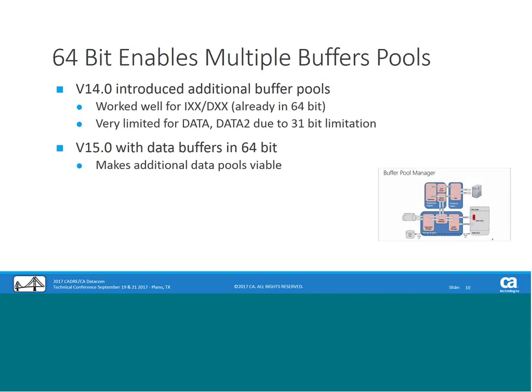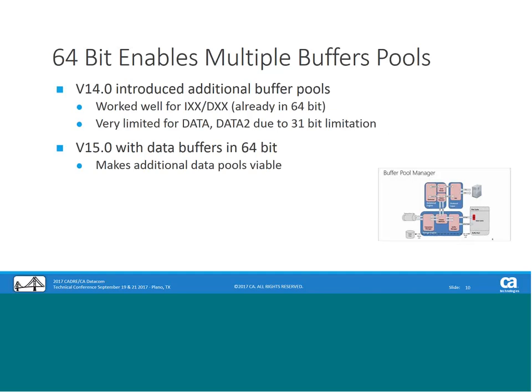What do the 64-bit buffers do for us? Well, in 14.0 we introduced the index and DXX, and we saw that they were working really well, but we were limited with the data and data 2. Now with 15.0 we have all the buffers in 64-bit, which makes a new feature that we had in 14.0 really start to make sense. In 14.0 we introduced the multiple buffer pools. So in 14.0 you could have your syspool parameter of IXX and DXX buffers, but then you also could have your additional buffer pools set up for groups of data sets.